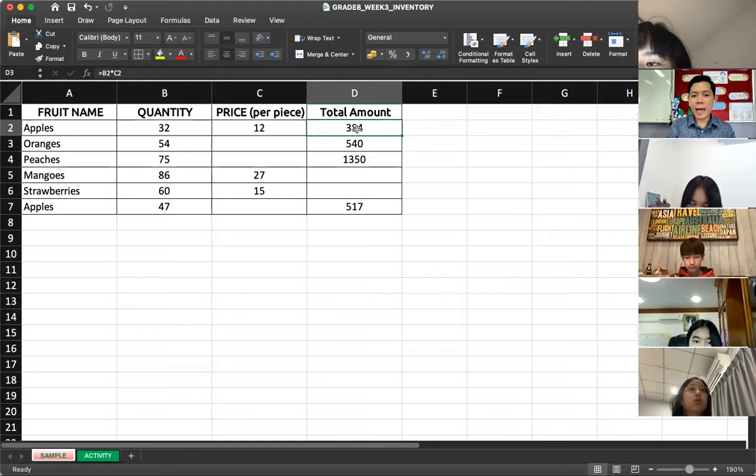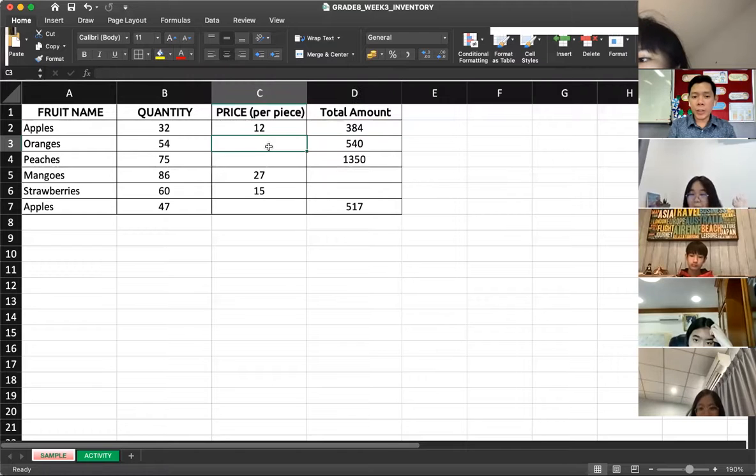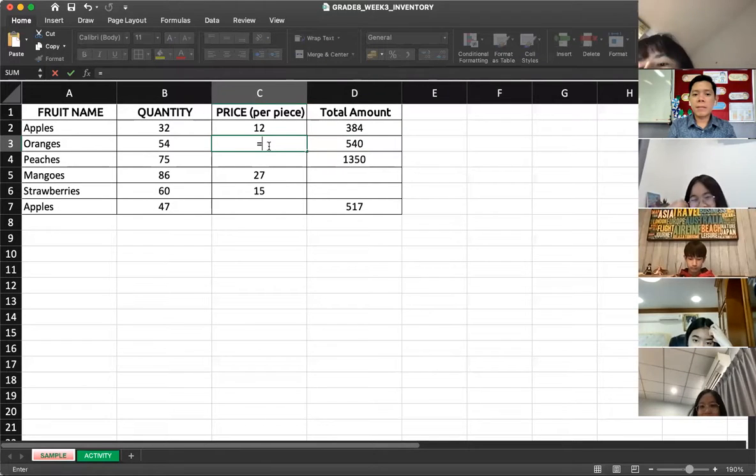Okay, so now we have the formula for this one. How about if you want to get the price per piece? What would you do if you have quantity and total amount as given? How would you do that? How would you get the price? Divide. Okay, you need to divide. What are you going to divide?